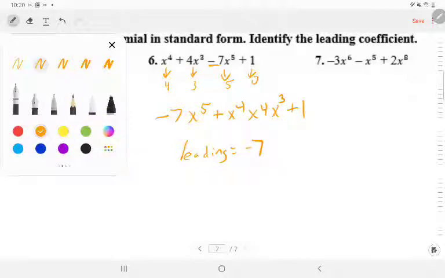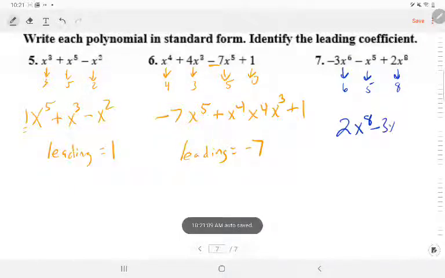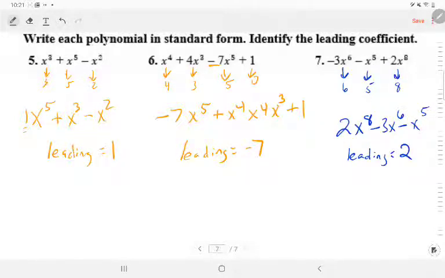So let's change the color just because we're getting a little close. So this would be a 6, this would be a 5, and this would be a degree of 8. So we would take the 8th degree, so 2x to the 8th, then the 6th degree, negative 3x to the 6th, and to the 5th degree, negative x to the 5th. And what is my leading coefficient? 2. Okay?